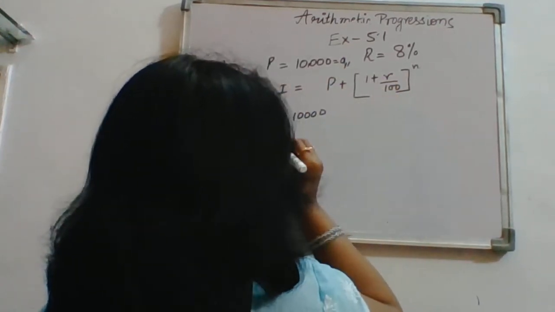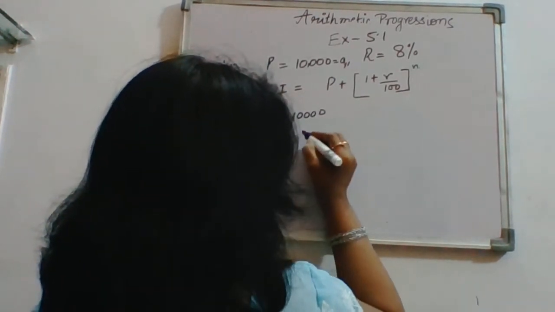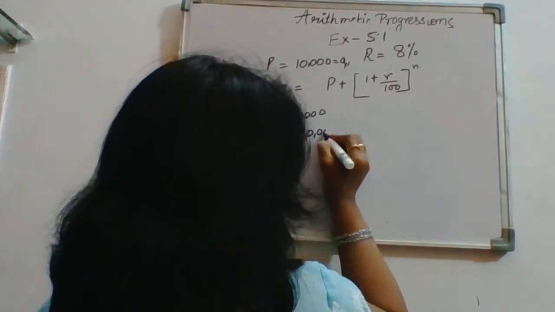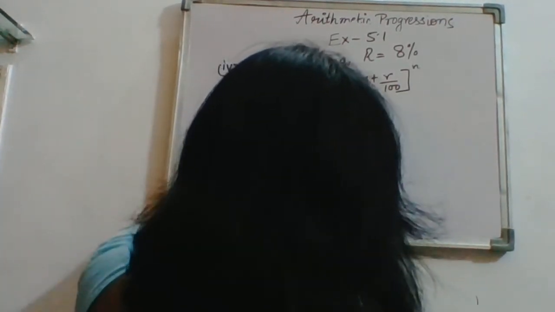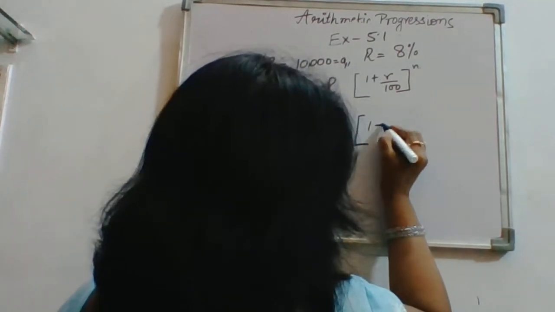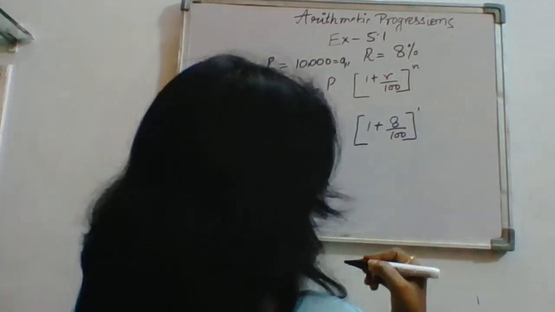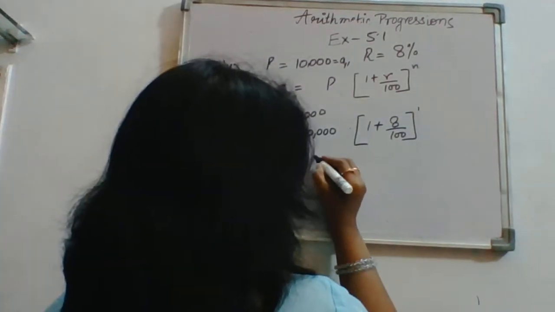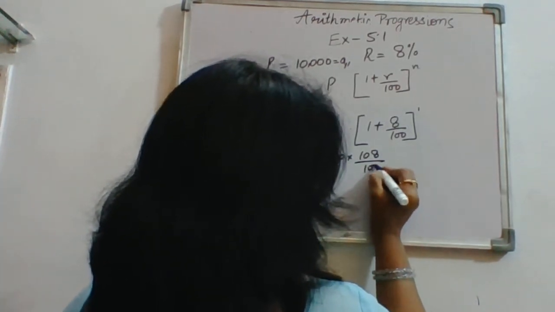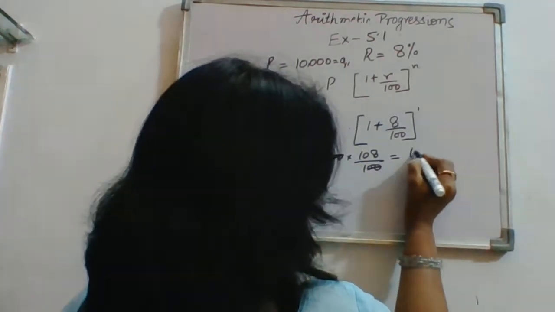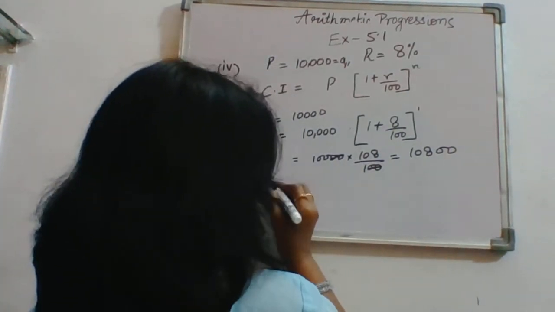And A2 will be your 10,000 times 1 plus rate is 8 upon 100, and for the first year we have to calculate. So it will be 10,000 into 108 upon 100. So it will be 10800. This is your A2. Now we will calculate A3.